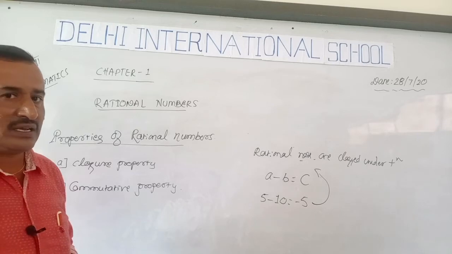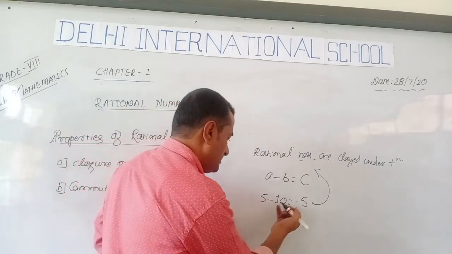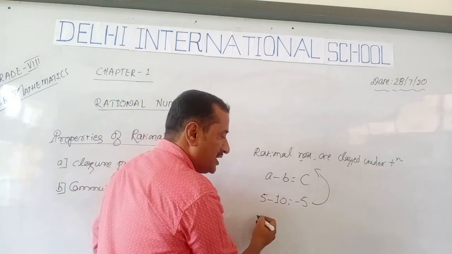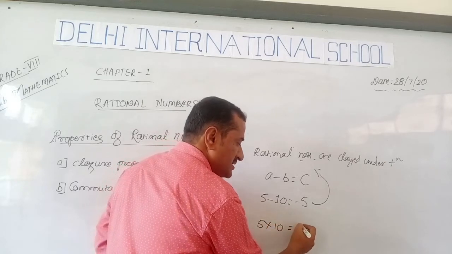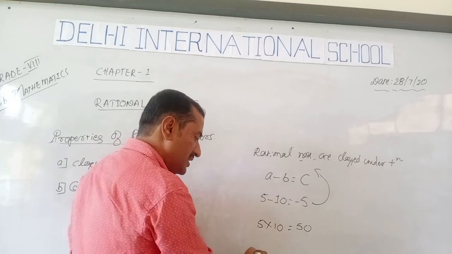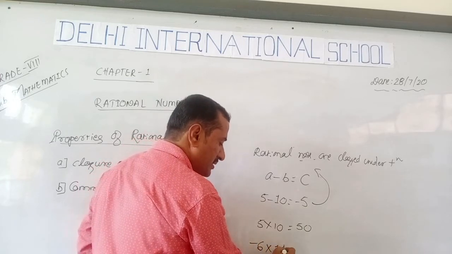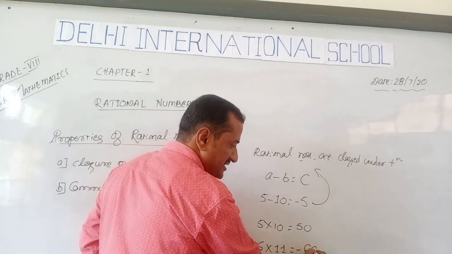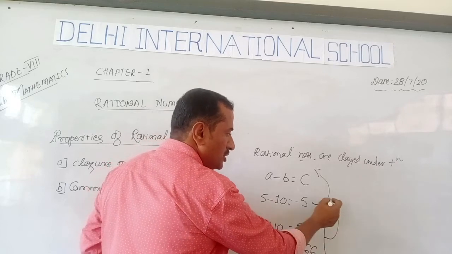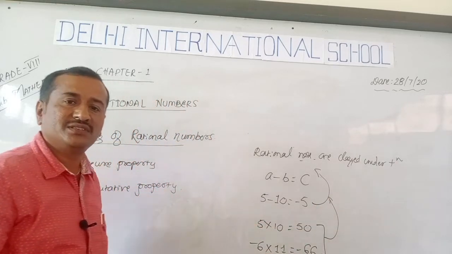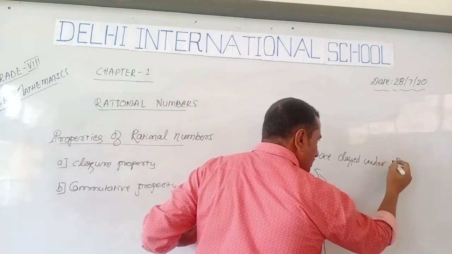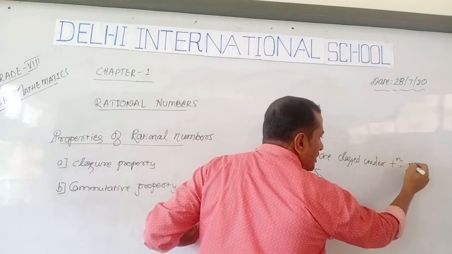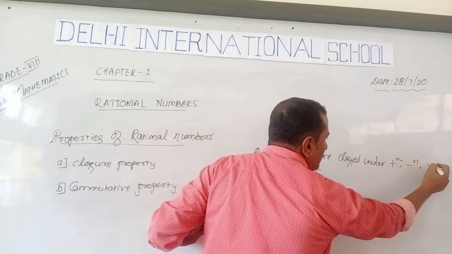Alright. Now, consider multiplication. So, 5 into 10 is 50, or else minus 6 into 11 will give you minus 66. All these numbers belong to rational numbers. Hence, it is closed under multiplication, addition also, subtraction also, multiplication also.